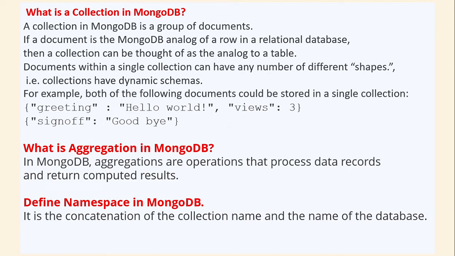What is aggregation in MongoDB? In MongoDB, aggregations are operations that process data records and return computed results. Define namespace in MongoDB. It is the concatenation of the collection name and the name of the database.